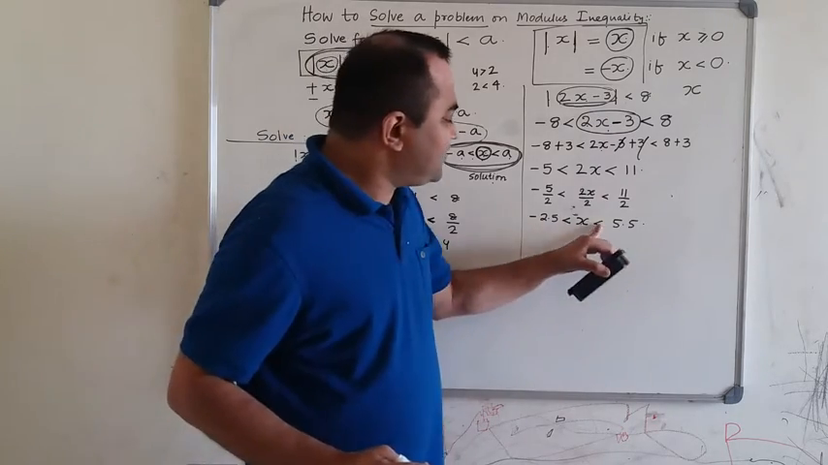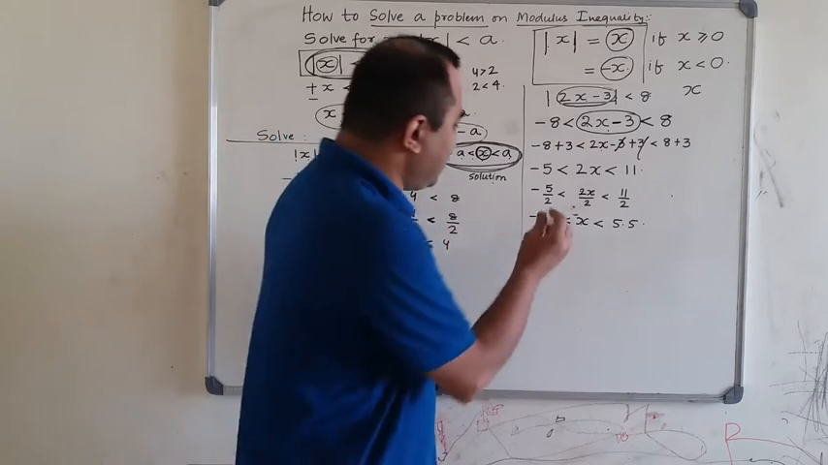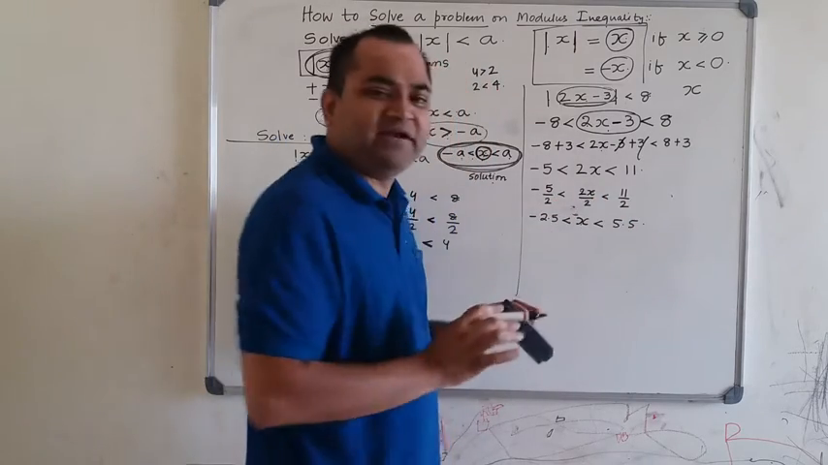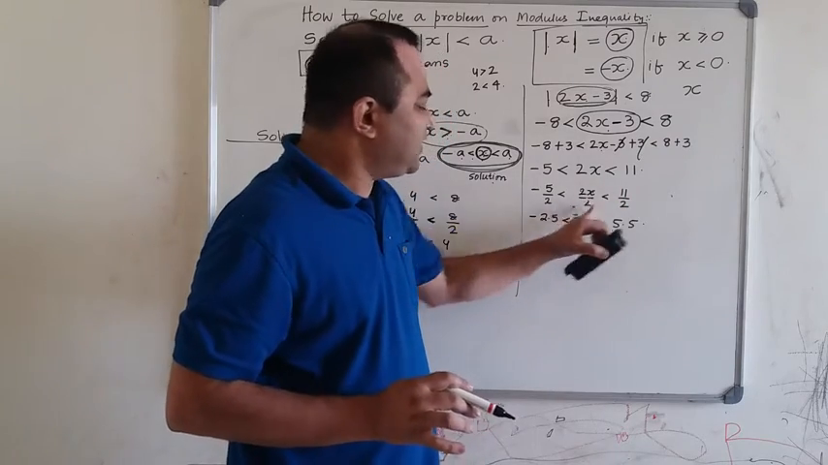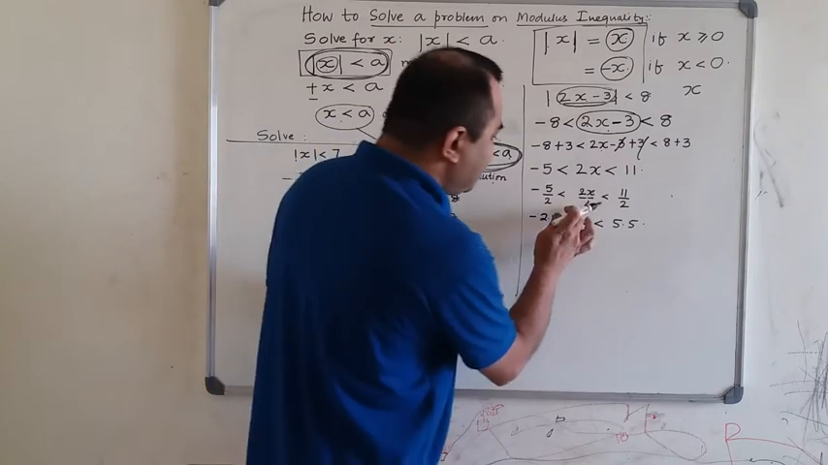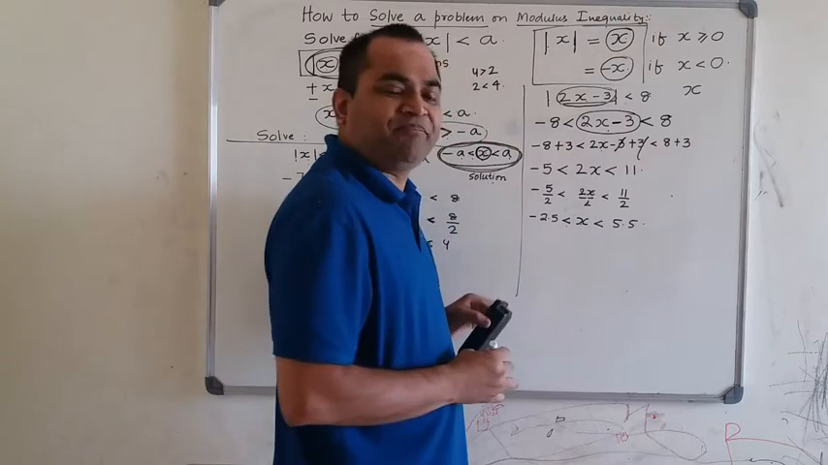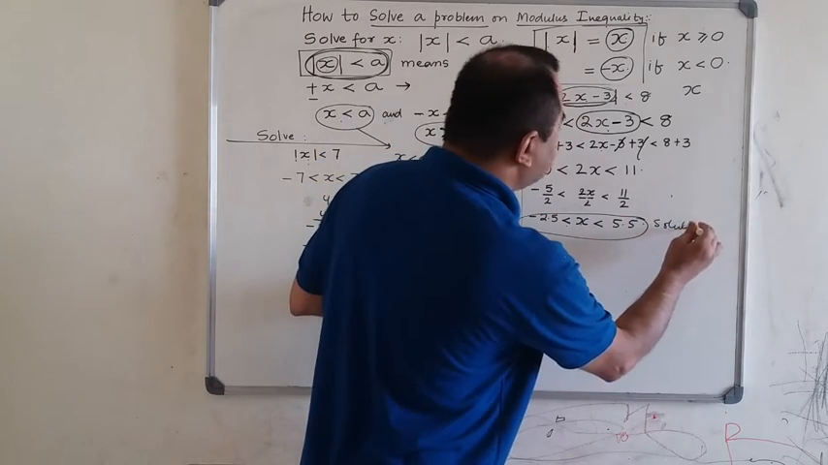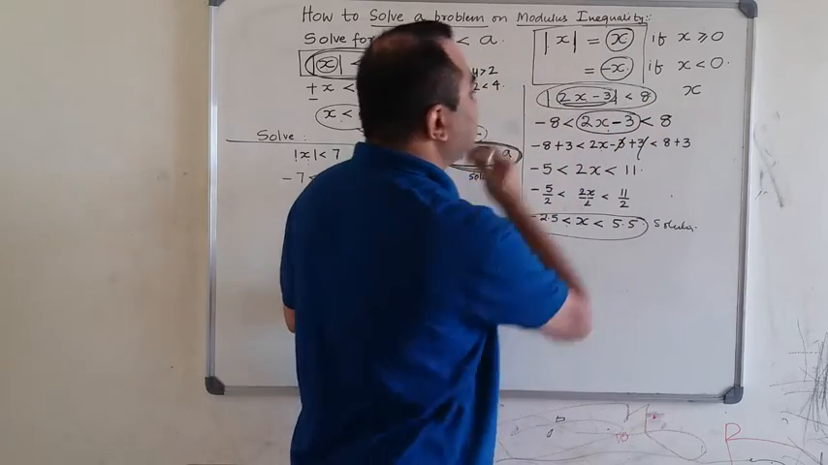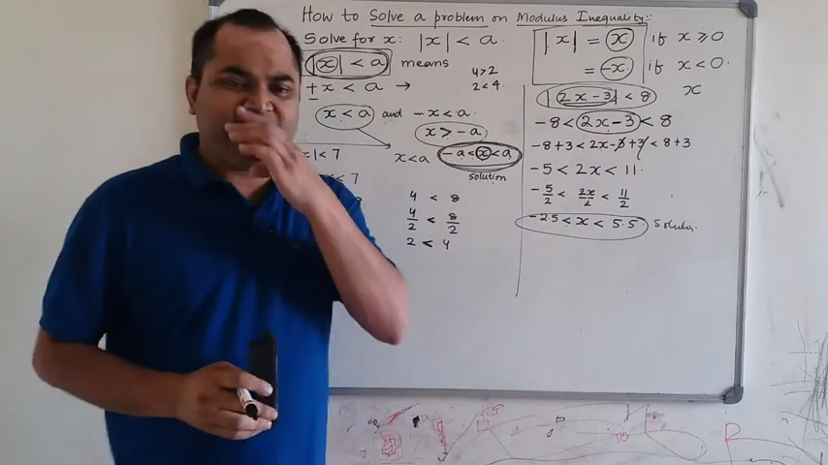But here that reversal does not take place, as we are dividing all the sides, all the places, all the terms, these three terms with a positive 2. So the inequality symbol will remain same. Now this is the solution for the given modulus inequality mod 2x minus 3 is less than 8.